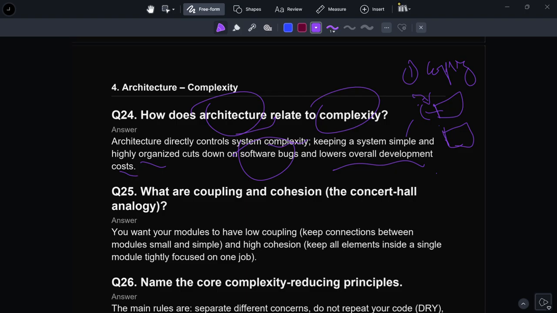But in high cohesion and low coupling, high cohesion is high responsibility for each thing. It just basically means it's so easy for us to find problems.